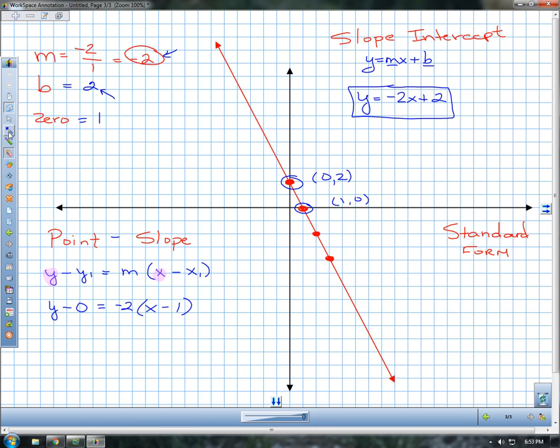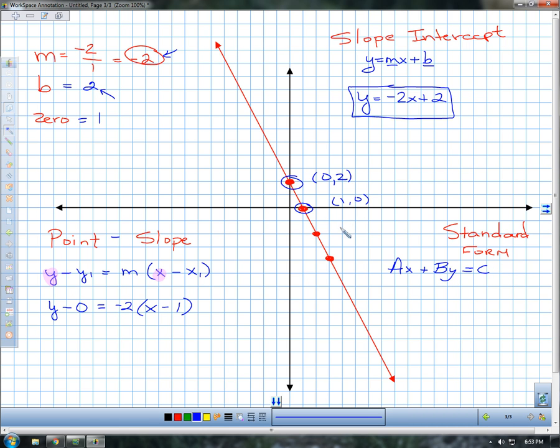Now, standard form is kind of a little bit of a tricky animal. You have ax plus by equals c. And there's a trick to this. There are some rules here. A, b, and c are real numbers. A and b are not both 0, otherwise you wouldn't have an equation. All right, so let's take a look.